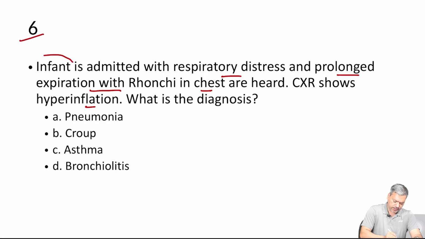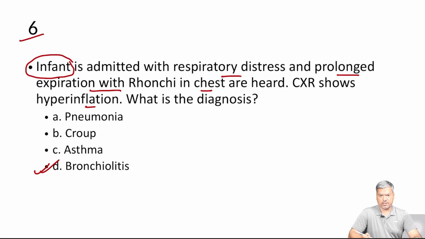So this is an infant. This is an important point here. It is clearly having lower airway obstruction and a hyperinflated lung. And this is a clear-cut case of bronchiolitis. Bronchiolitis presents like this. Sometimes it may present with a slight fever as well, a bit of upper respiratory tract infection in the beginning, and after 3 to 4 days, these classical signs and symptoms will appear.